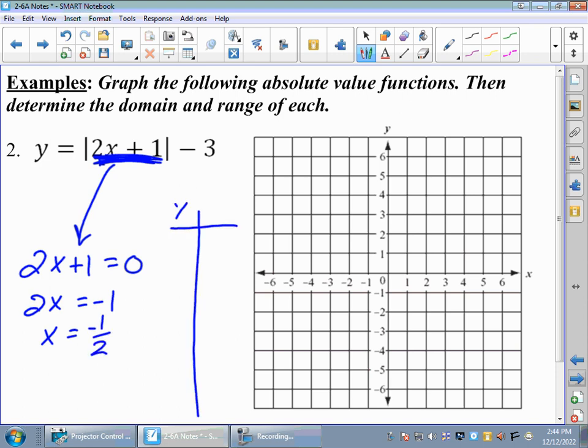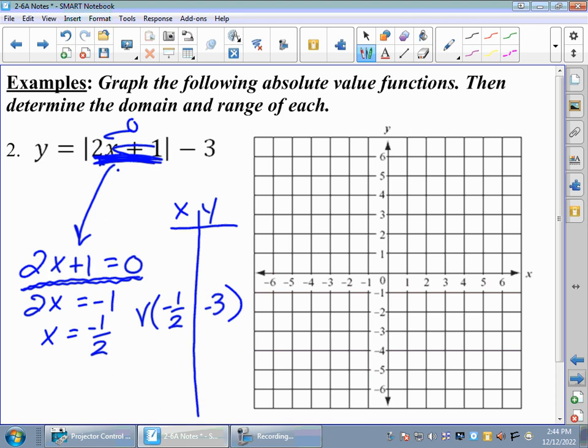So I'm just going to make a quick table again. My vertex is negative 1/2 something. When I plug negative 1/2 in and do the math, negative 1/2 times 2 is negative 1. Negative 1 plus 1 is 0. Absolute value of 0 is 0. It's always going to be 0 because we solved and said what value of x makes that stuff inside 0, negative 1/2. So you can kind of skip all of that and just say 0, absolute value is 0, minus 3 is negative 3. So do you see what changed there?